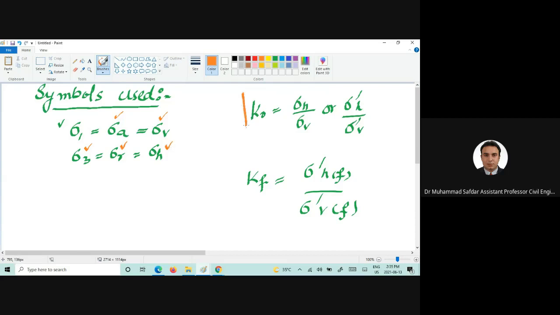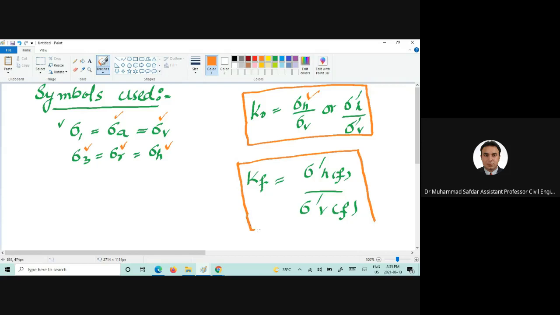And as you know, K naught, or the lateral earth pressure coefficient at rest condition, would be equal to sigma H divided by sigma V, or in terms of effective stresses, we can denote that as sigma prime H divided by sigma prime V. When we are talking about Kf, it means the lateral earth pressure at failure, which is the same as sigma prime H divided by sigma prime V, but it is denoted with the subscript F.